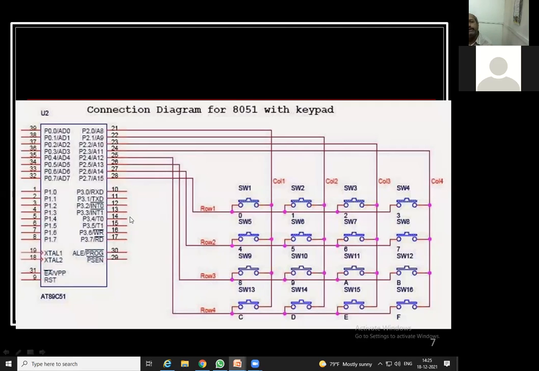For that, this is the detailed connection diagram for 8051, which is connected with the keypad. Internally, the structure is as shown: switch 1, 2, 3, 4, 5, 6, 7, 8, 9, 10, like that, attached in 4 rows and 4 columns. In this diagram, they have taken the P2 port only: 4 lines for row and 4 lines for column from the P2 port. So it depends on you how you design it, and accordingly you write the code and make the connections.